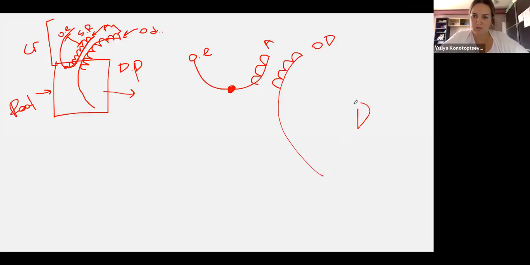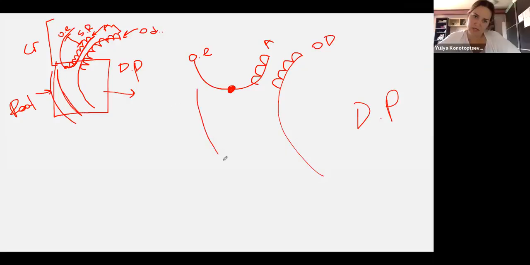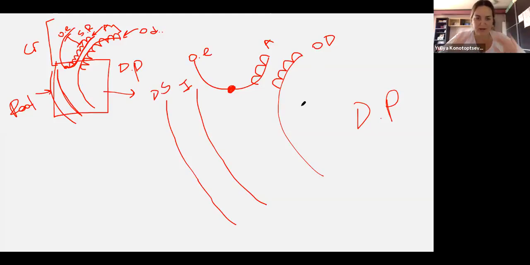Dental papilla. Oh, guys, I forgot to ask you. What is here like this? Two layers. Dental sac, very good. So let me draw it for you here. This is the inner layer of the dental sac, and this is the outer layer of the dental sac. So do you understand? Is it clear until this point?